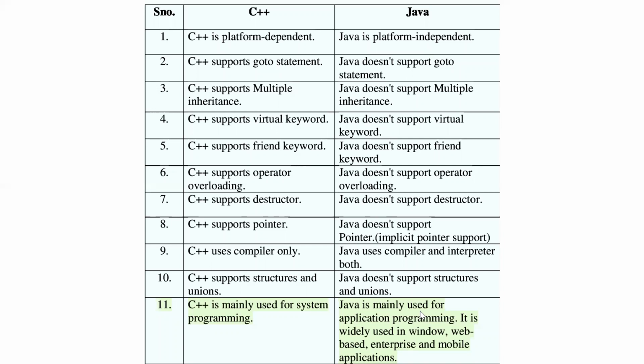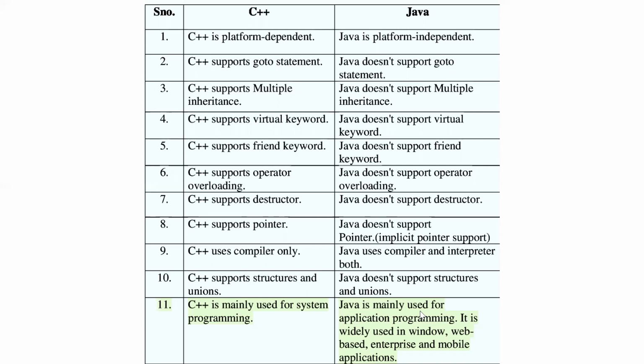C++ uses a compiler only, Java uses both a compiler and an interpreter. So that's why it is platform independent. C++ supports structures and unions, Java doesn't support structures and unions. C++ is mainly used for system programming, to develop operating systems and the like. Java is mainly used for application programming. It is widely used in Windows, web-based enterprise and mobile applications. So that's why Java is famous.